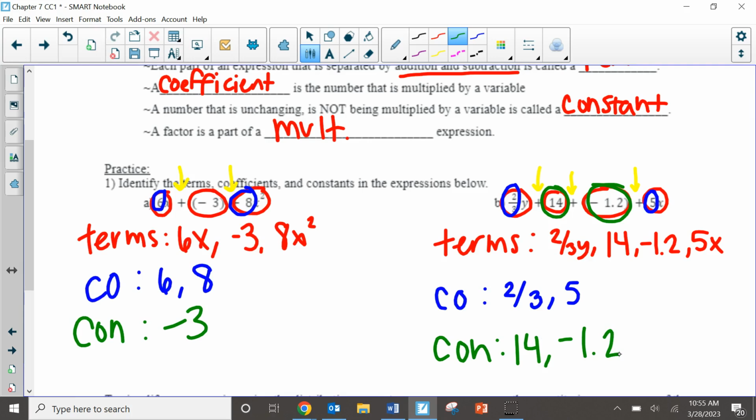Okay. These are very important vocabulary words. You need to know the difference between a term, a coefficient, and a constant. Terms build your expression. Coefficients are the numbers that are attached to your variable. And constants, they do not change no matter what you plug in. They stay constant.